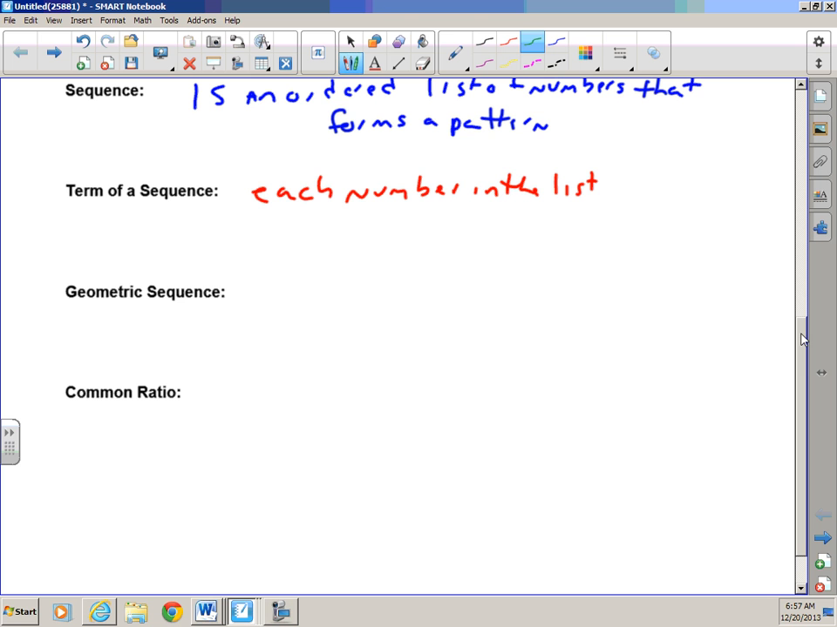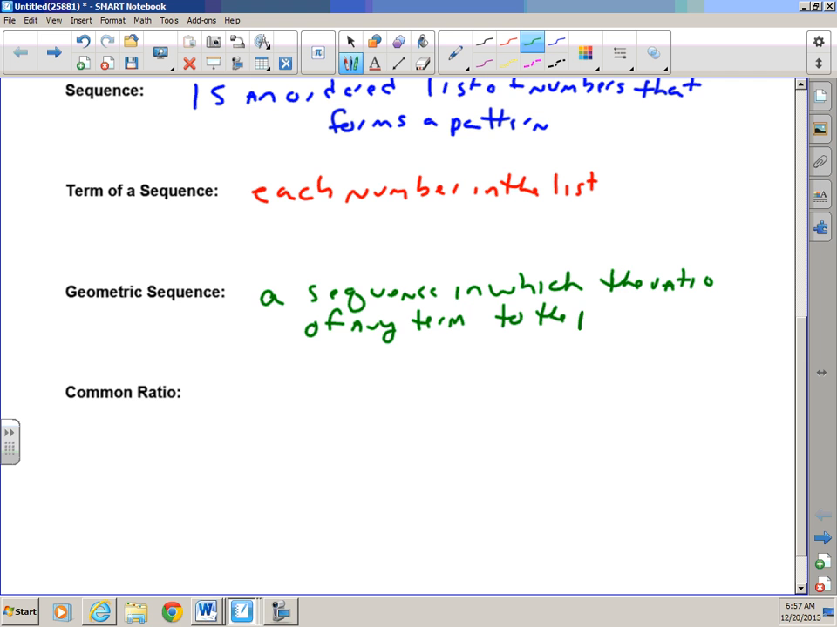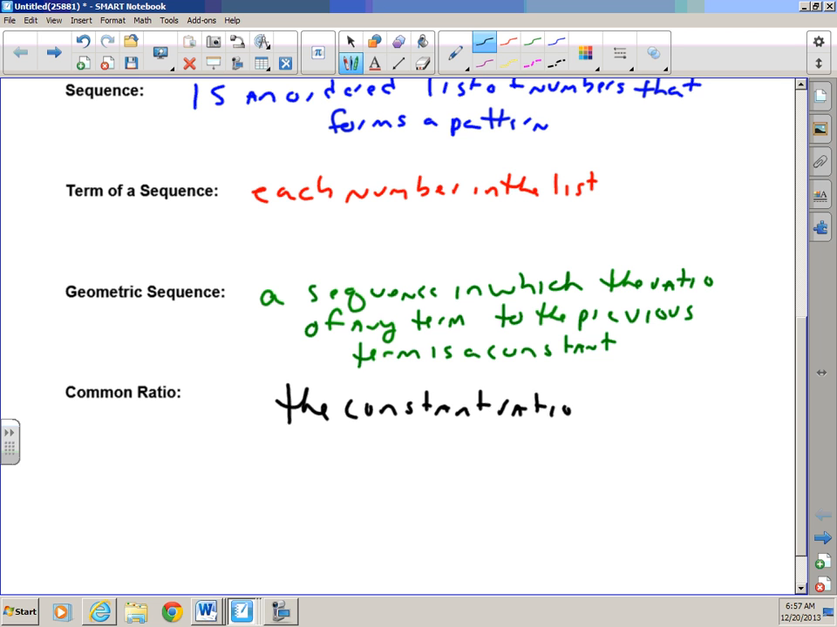A geometric sequence is a sequence in which the ratio of any term to the previous term is a constant. Well, what's ratio mean? Ratio is just a fancy word for division, okay? The common ratio is that constant ratio.